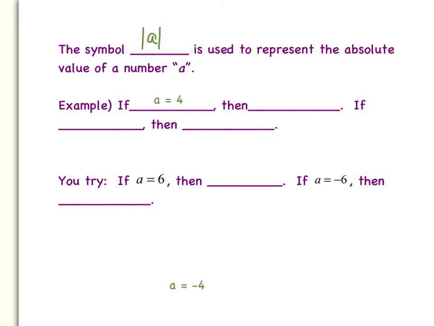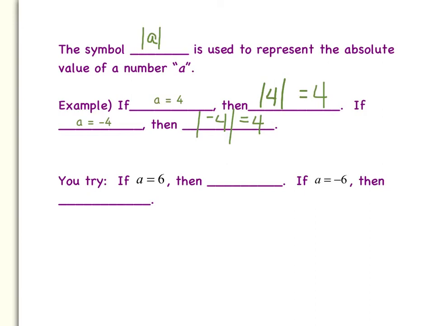If A equals 4, then that means the absolute value of 4, which is written like this, would be equal to 4. Basically what we're saying is the distance from 4 to 0 is equal to 4 units. If A is equal to -4, then the absolute value of -4 is also equal to 4. Again, it's like we're saying the distance from -4 to 0 is 4 units.